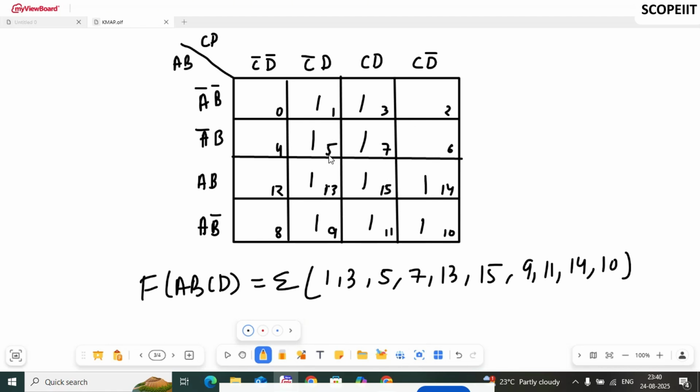Now here you can see we can make this 8 pair. So here we will make this 8 pair.